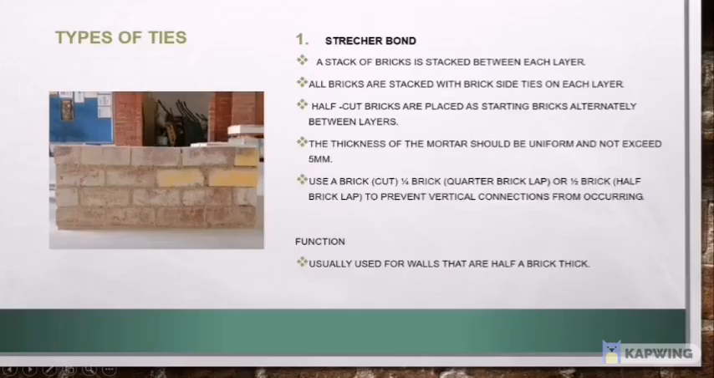Types of bonds. Number 1, stretcher bond. Stretcher bond is a stack of bricks stacked between each layer. All bricks are stacked with brick side ties on each layer. Half-cut bricks are placed as starting bricks alternately between layers. The thickness of the mortar should be uniform and not exceed 5 mm. Use a brick, quarter brick lap or half brick lap to prevent vertical connections from occurring. The function of stretcher bond is usually for walls that are half a brick thick.